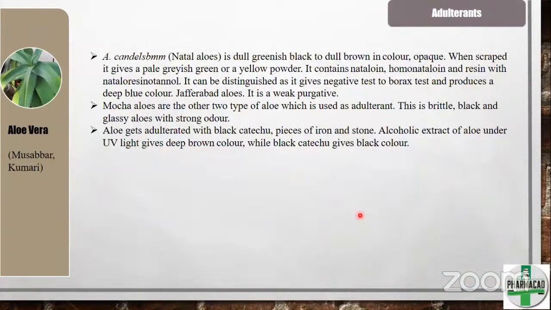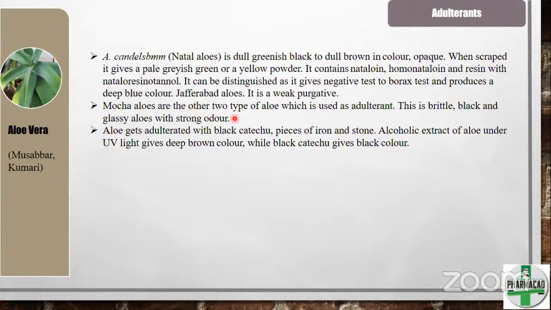What are the adulterants or allied species to aloe vera? It is Aloe candelabrum, which is also known as Natal aloe, which is dull greenish black to dull brown in color. When scraped, it gives a pale grayish green or a yellow powder. Now these contain nataloin, homonataloin and resin with nataloresinotannol. This can be distinguished as it gives the borax test and produces a deep blue coloration like Jafarabad aloes. It is a weak purgative.